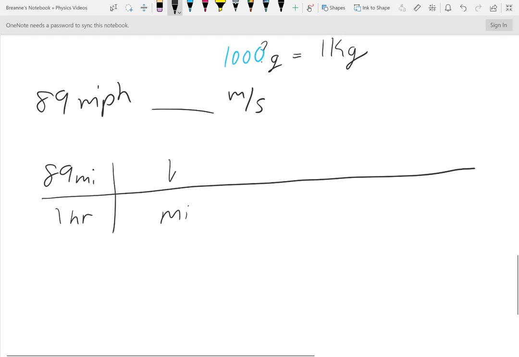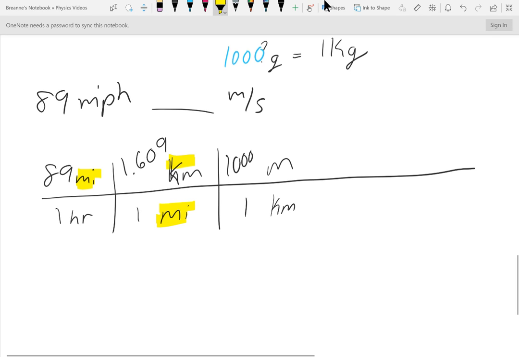So miles to kilometer. For 1 mile, it's 1.609 kilometers. Makes our miles cancel out. But we don't want kilometers, we want meters. So we know we can go to our metric stairwell, know that there's 1,000 meters in 1 kilometer, which causes our kilometers to cancel, and we want meter.